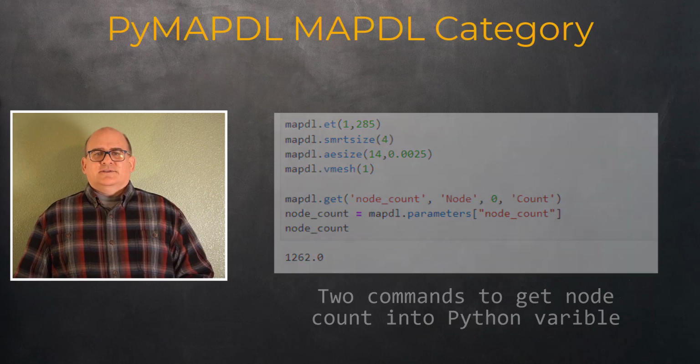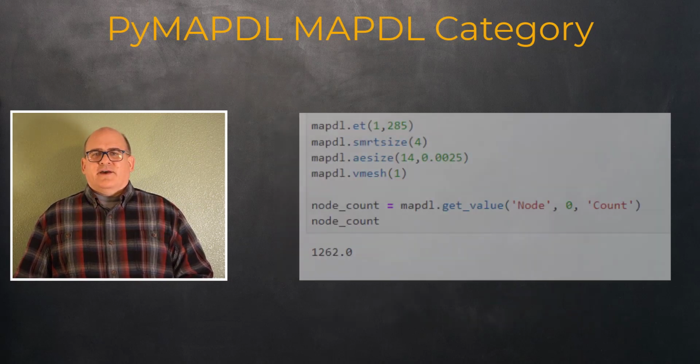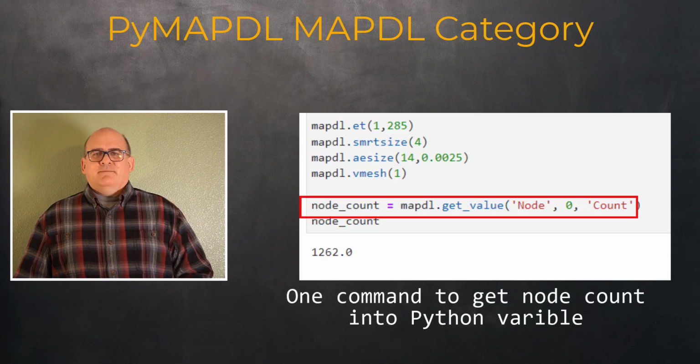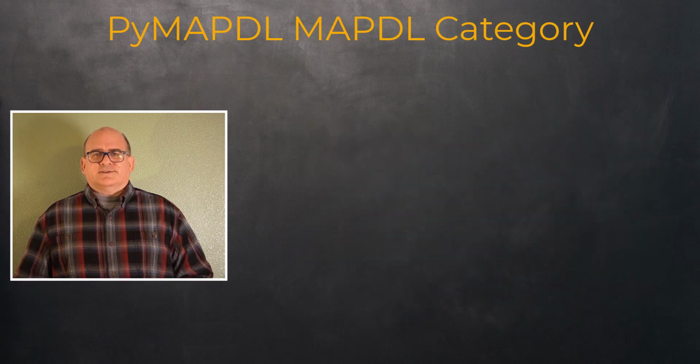This category includes MAPDL.get_value and MAPDL.get_array, which do the same, but return the data directly into a Python variable or array. This makes the commands more efficient as they wrap two functions, gathering the data in Mechanical APDL and transferring it to Python, into one function.